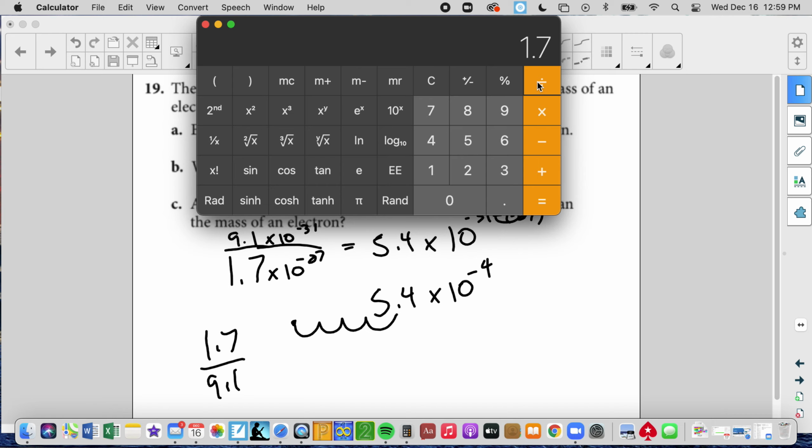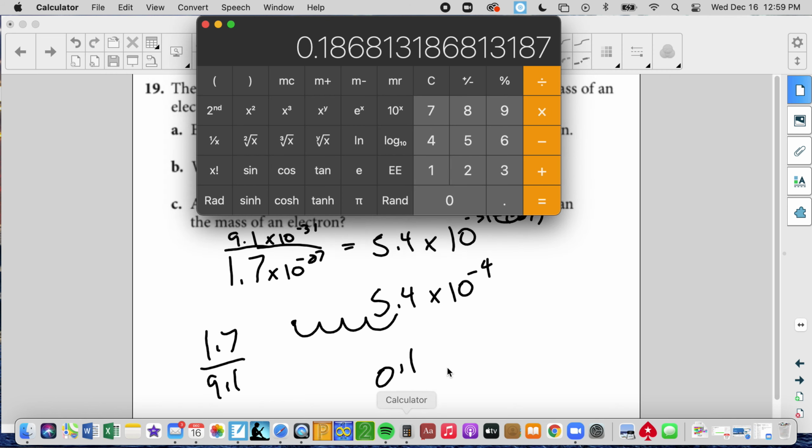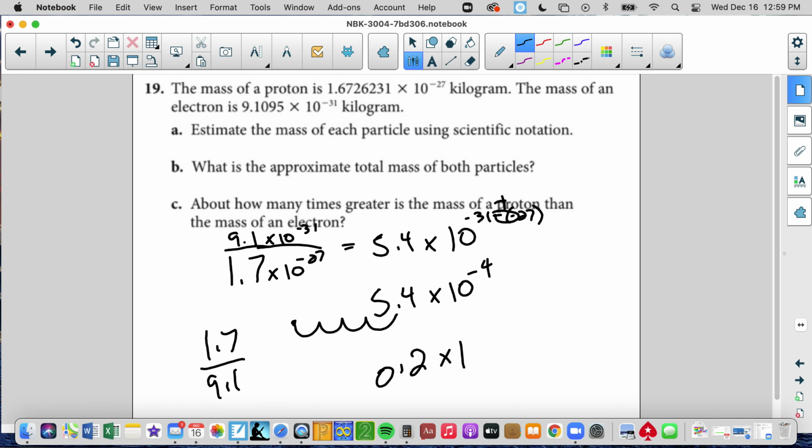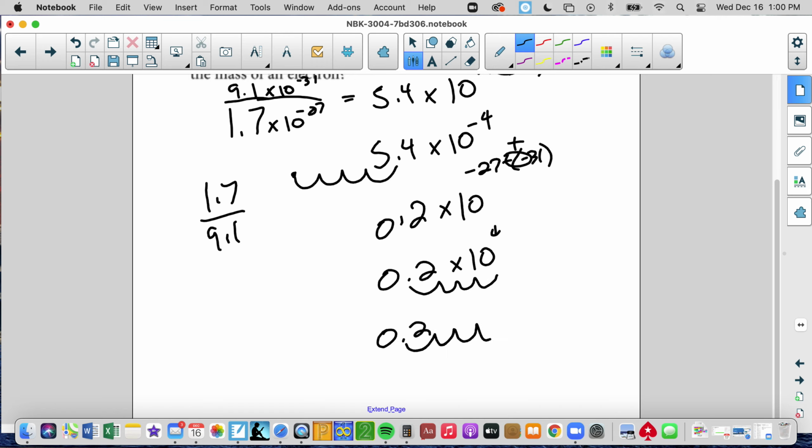1.7 divided by 9.1 equals about 0.2. So let's do 0.2 times 10. And this time we're going to flip those around. So that's negative 27 minus negative 31, which will give me a positive answer. I like that better. 0.2 times 10 to the 4th. Let's move that 1, 2, 3, 4. Add zeros in there. So it is 2,000 times bigger.